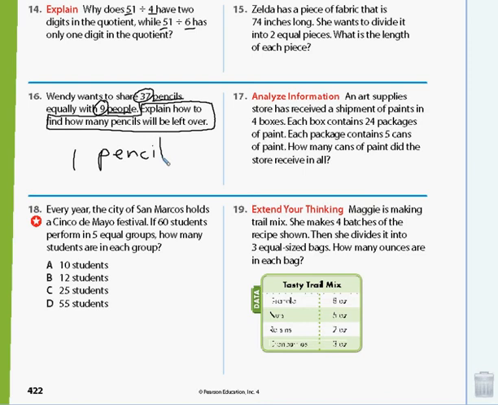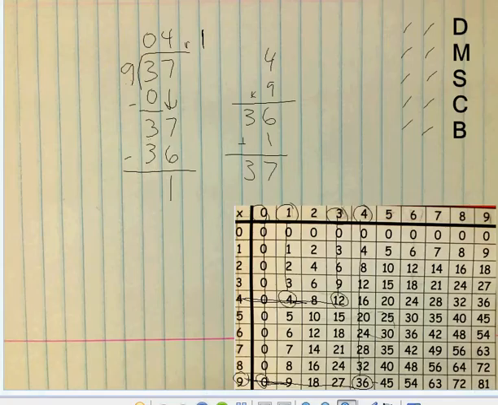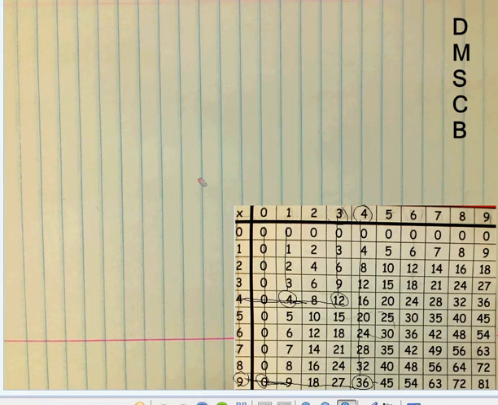Okay, and problem number 18, the last problem we're going to do. Every year, the city of San Marcos holds a Cinco de Mayo festival. If 60 students perform in 5 equal groups, how many students are in each group? Okay, so we'll go back there. We'll go ahead and just work this out on our separate sheet of paper over there. And you could probably even do this one in your head, but we'll go ahead and work it out. So it's 60 divided by 5.